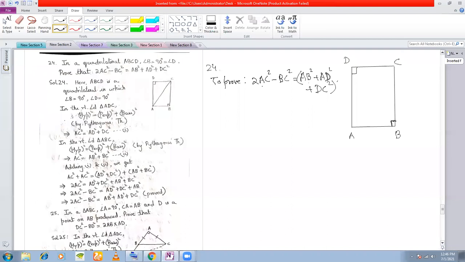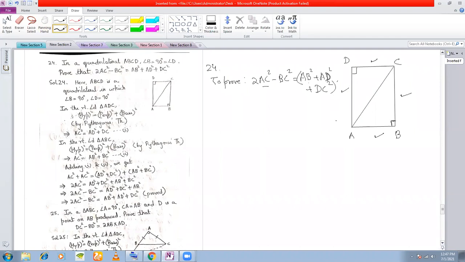What are the sides involved here? AC is here. So let's join AC. BC is here. Okay, so this side is here. AB is here. So this side is here. AD is in the proof. So AD is also here and DC is here. Right? So all these four sides and AC is there in the proof.